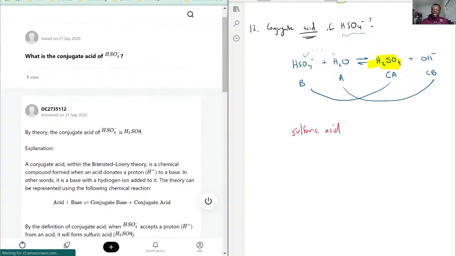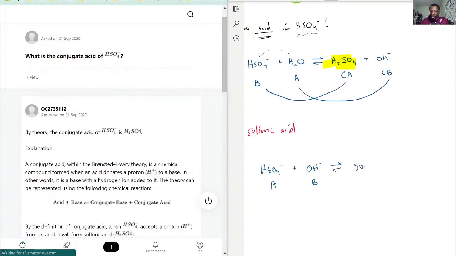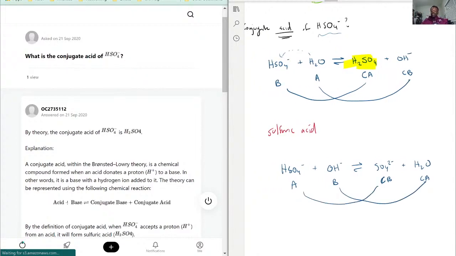If the question asks for the conjugate base, for example, it'd be HSO4 minus again, but this time I would actually use OH minus, because now this is acting as the acid, and OH minus will be acting as a base. Then we would get SO4 2 minus, a sulfate ion, which is the conjugate base, plus H2O, which would be the conjugate acid here. And you can see they still match.